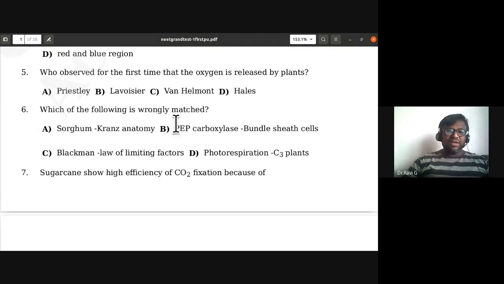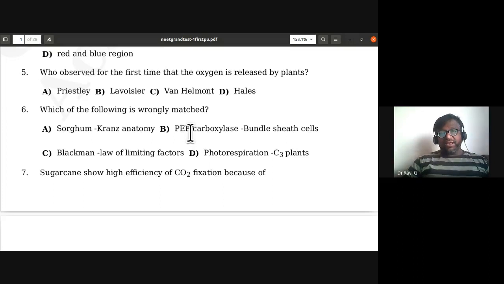So the sixth one, which I was discussing, is which of the following is wrongly matched? The answer is sorghum, Kranz anatomy, or is it PEP carboxylase, bundle sheath cells? See, sorghum is an example for C4 plants. C4 plants exhibit Kranz anatomy. So this option is right.